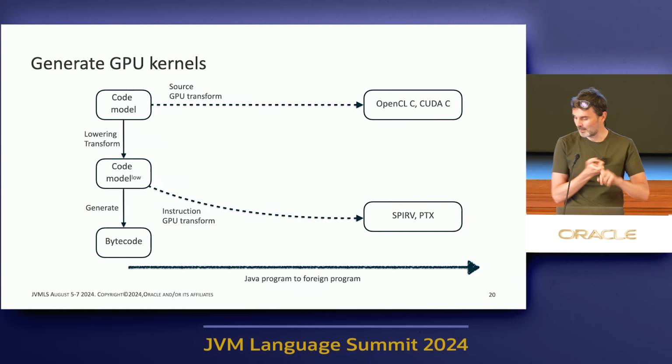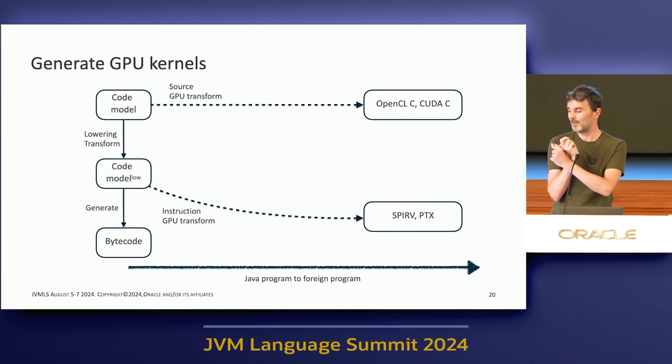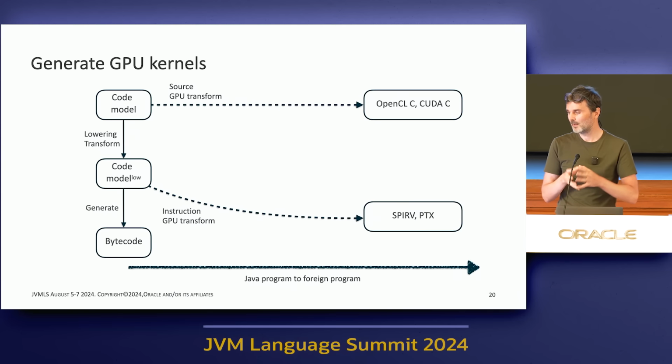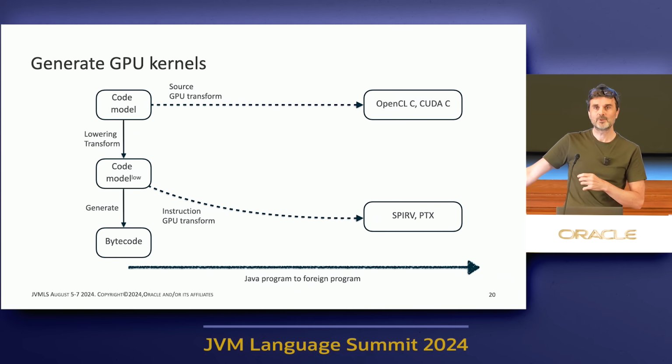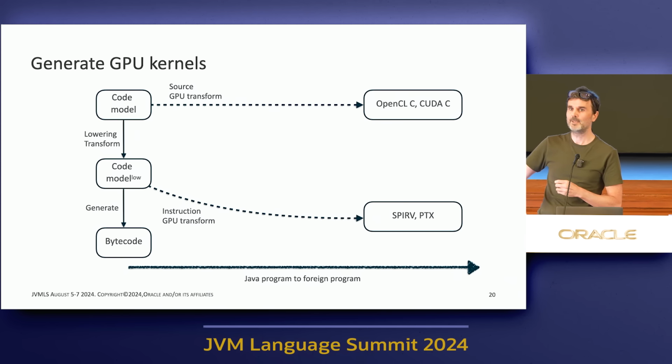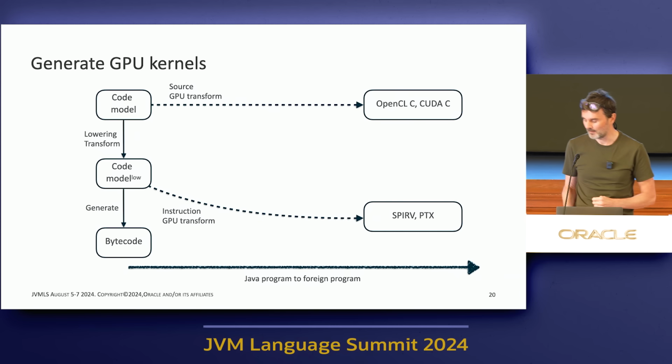Now, these translate the Java program to a foreign programming model, but they may not preserve Java program meaning. So if we're going to generate OpenCL C code, it may be restricted in what types of code we can generate and what we can run on it, because it's maybe not going to support the managed runtime of Java, maybe no GC on it, and so forth.